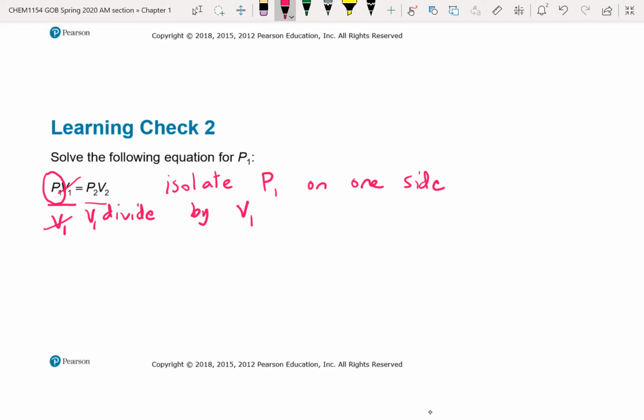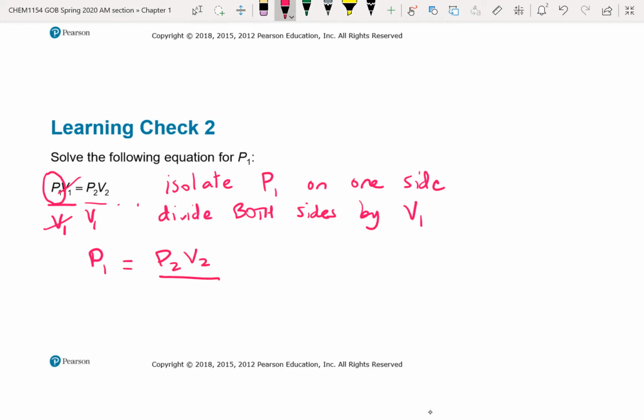So let me just rewrite this. We divide both sides by v1. And by doing that, we get rid of the v1 on the left. So we end up with p1. And then we have p subscript 2, v subscript 2 divided by v1.